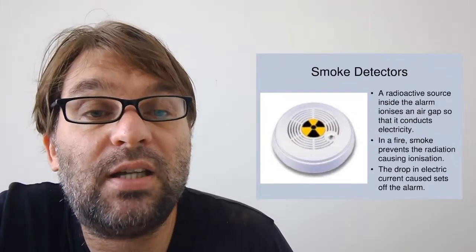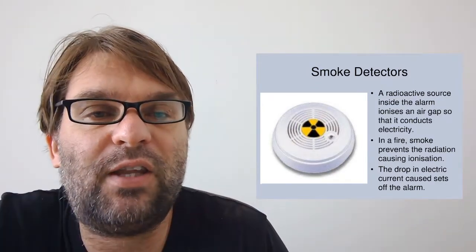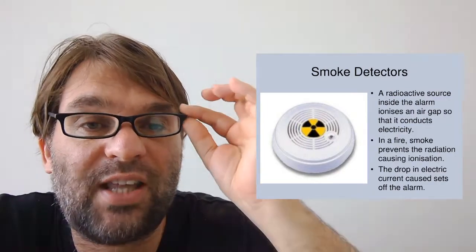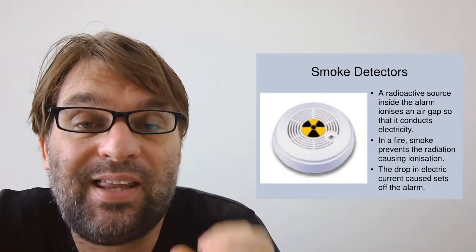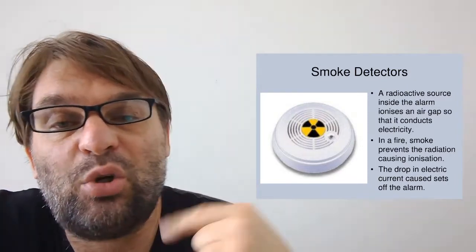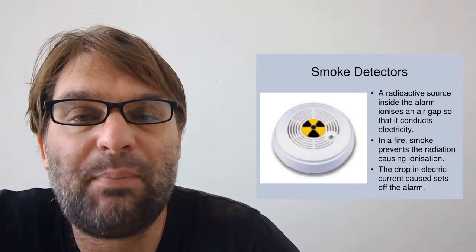For smoke detectors, alpha particles are quite effective, because the alpha particles can't get from one side of the circuit to the other if there are smoke particles present. They hit the smoke particles and get stopped. That means no current flows, and this current drop sets off your fire alarm. It'll beep, beep, beep.